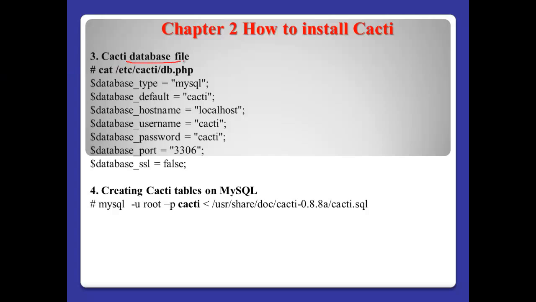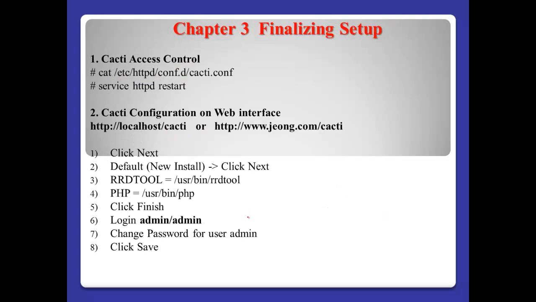And number 3, Cacti database file. So please read this one, db.php. The database type in my case will be MySQL, then the default, the Cacti database, hostname, username, password, and the MySQL port number will be 3306. Number 4, creating Cacti tables on MySQL. Normally Cacti supplies an SQL file. Using this file, we can create each of the tables for Cacti on MySQL.